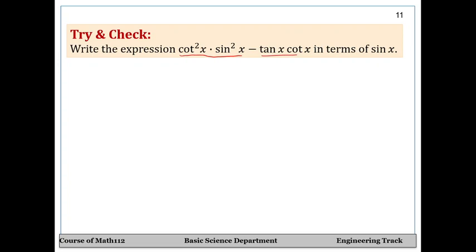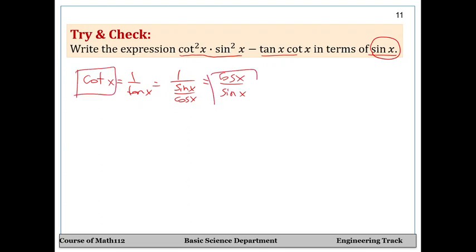Now let's try to do this. Write this expression in terms of sine x. So it says write everything in terms of sine x. Let's try it. So cotangent is for sure 1 over tangent, and this 1 over tangent is like 1 over sine over cosine, which gives you cosine x over sine x. Okay, the cotangent is definitely equal to cosine x over sine x. So cotangent squared x is equal to cosine x over sine x squared, which is equal to cosine squared x divided by sine squared x.